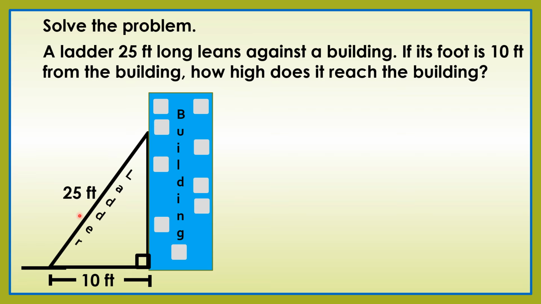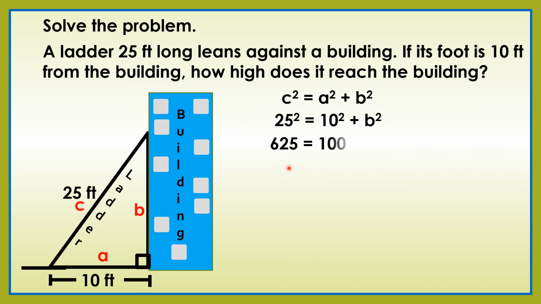So, we have here C for 25. Yung 10 natin ay A. Then, yung missing dito, that is your B. So, let us use yung Pythagorean Theorem. C squared is equal to A squared plus B squared. Substitution, we will have now 25 squared is equal to 10 squared plus B squared. 25 squared is 625. Ang 10 squared is 100. Just copy plus B squared.